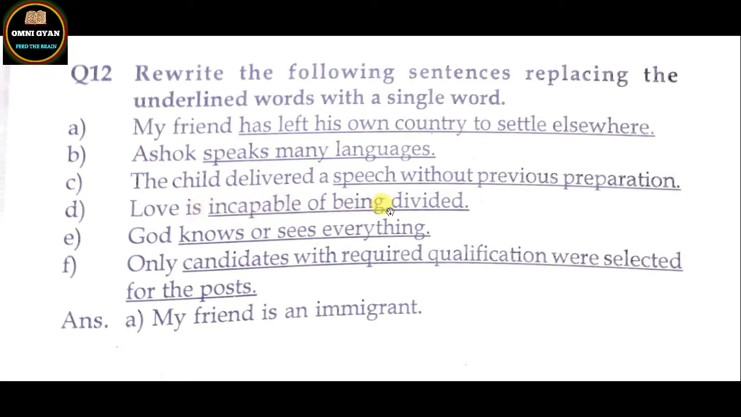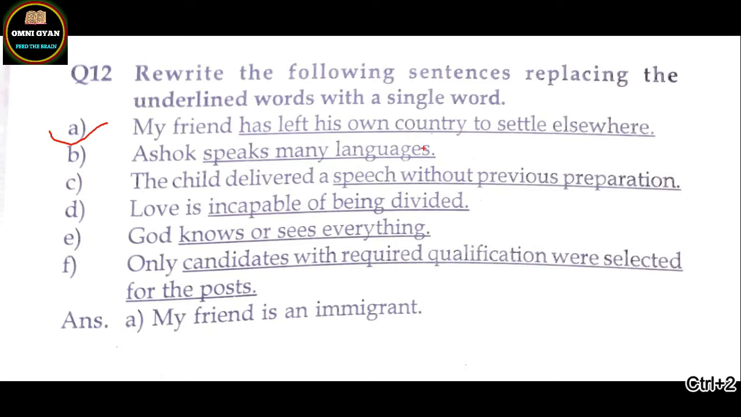Love is incapable of being divided. This is also quite easy. God knows or sees everything. Very easy. Only candidates with the required qualification were selected for the posts. Very, very easy. Now, let us analyze the answer.